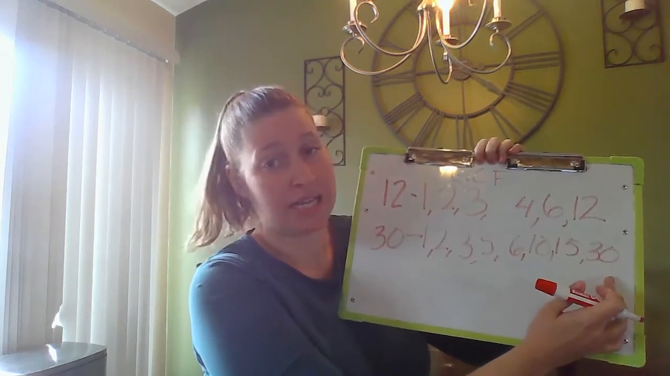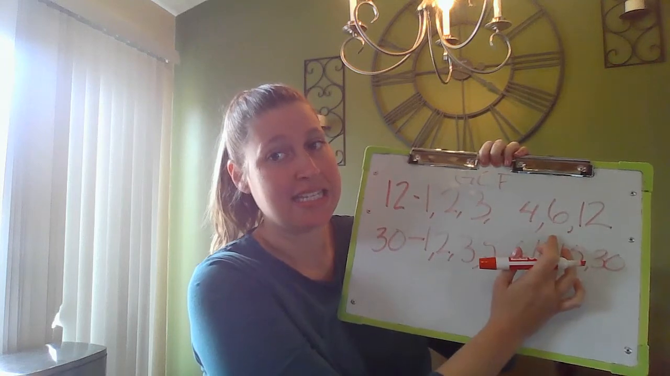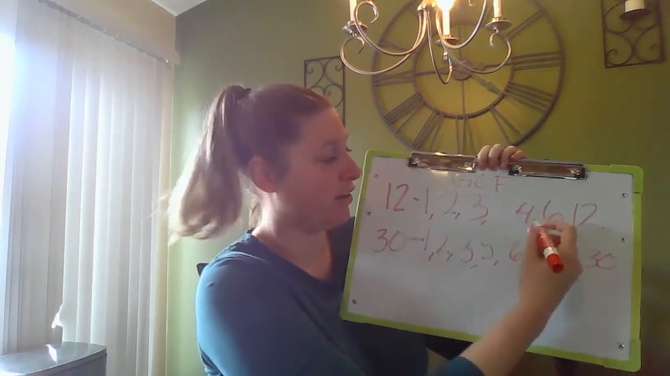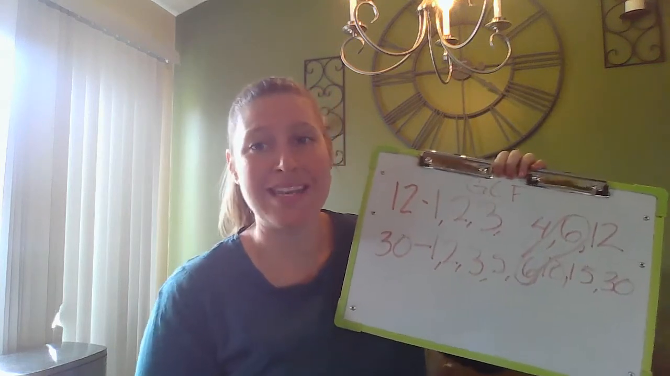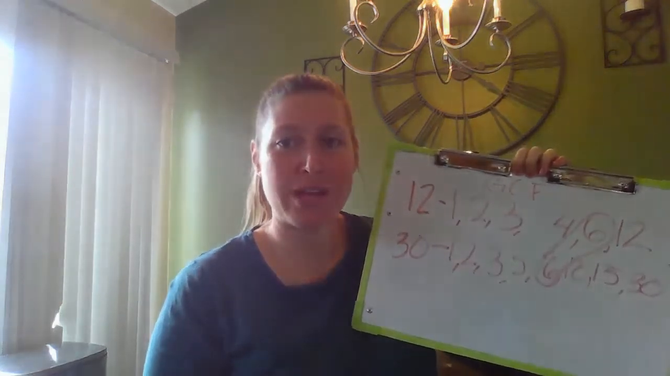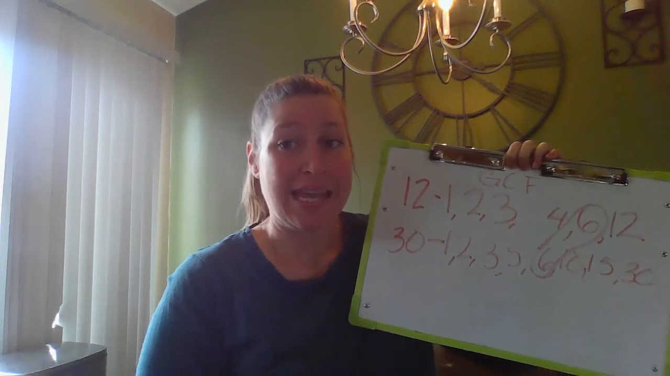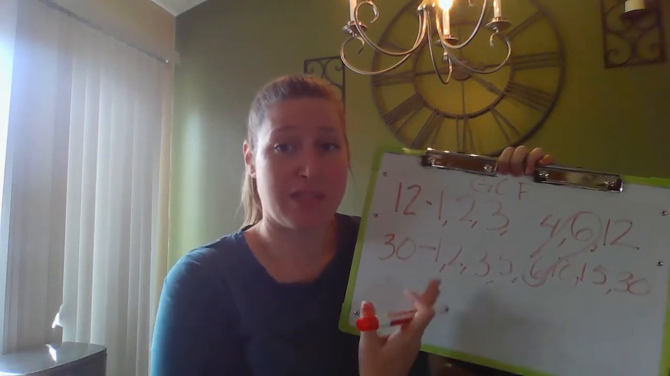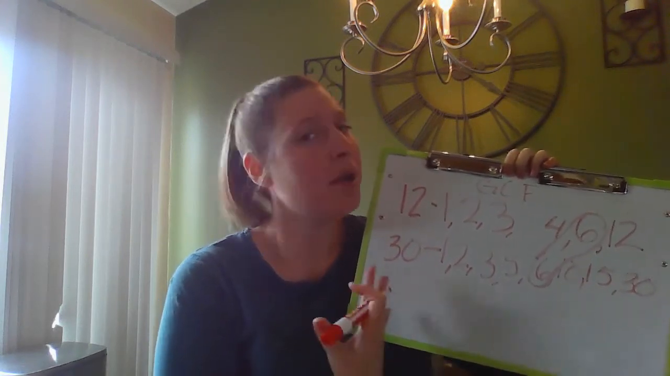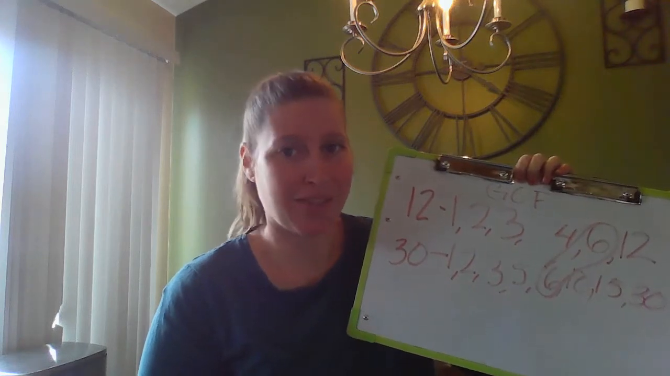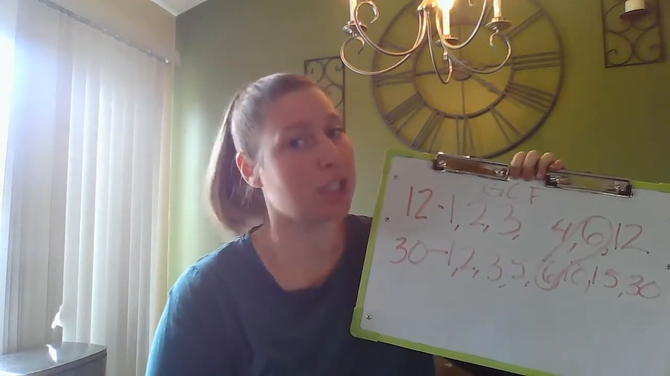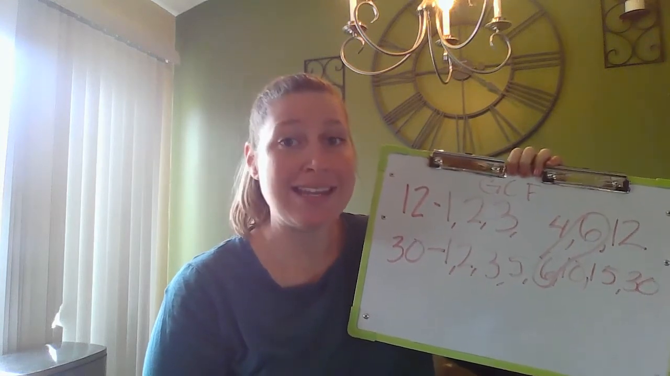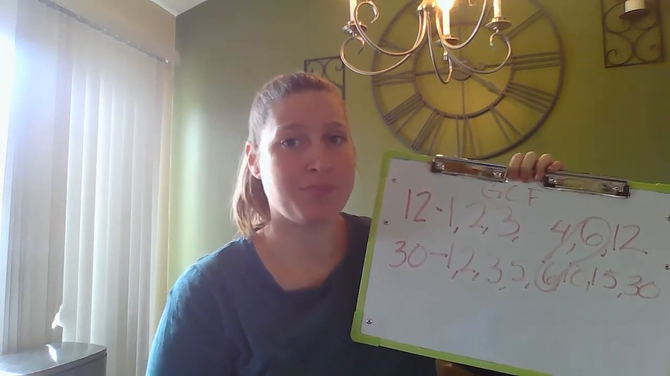12 is not down here, so it's not a common factor. 6. I have a 6 down here. So that is going to be our answer. So the greatest common factor of 12 and 30 is going to be 6. They do share other factors. They share 3, a 2, and a 1, but it's not the greatest, so it's not the answer. We only have one answer, and it's the number that they both share that's the largest. So that is factor rainbows.